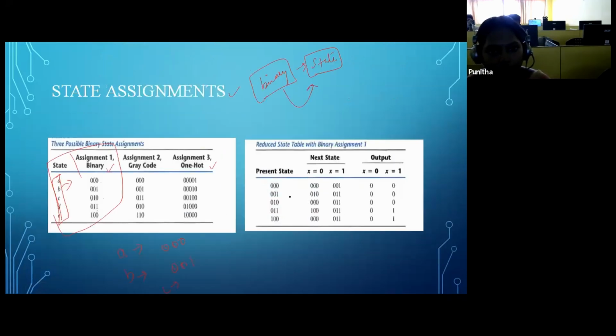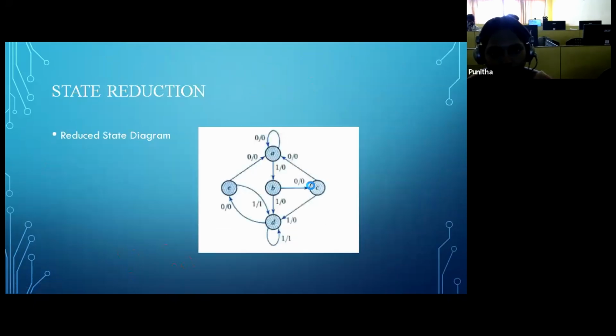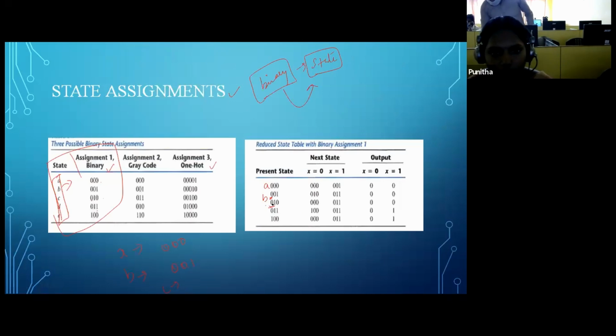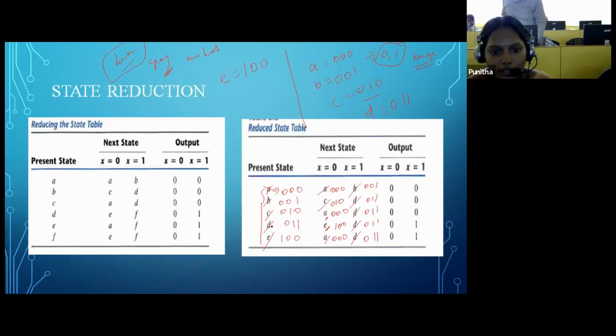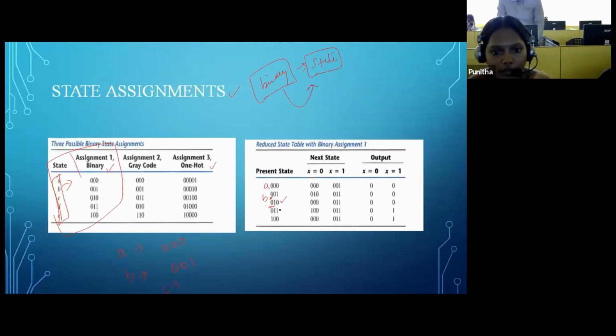Previously it had A, previously it had B, previously the state representation was C. Instead of C I have mentioned 010. Previously what was mentioned is D. For D, I have substituted 011.